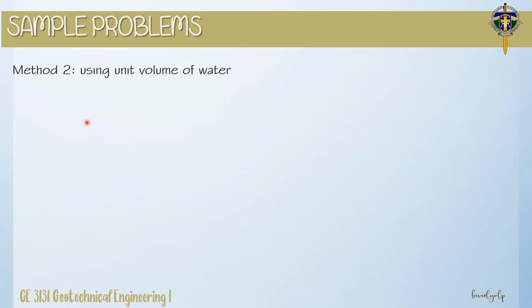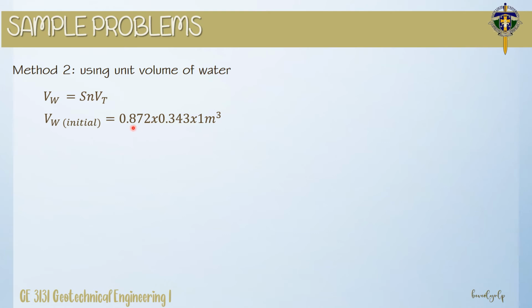The next method is using the unit volume of water, or that is simply the volume of water is equal to the degree of saturation multiplied by the porosity multiplied by the volume. Initially, we can solve the volume of water. Since we know the degree of saturation and the porosity, we will only be considering 1 cubic meter of volume. Substituting, our initial volume of water is equal to the degree of saturation, 0.872, multiplied by porosity 0.343, multiplied by the volume, 1 cubic meter.